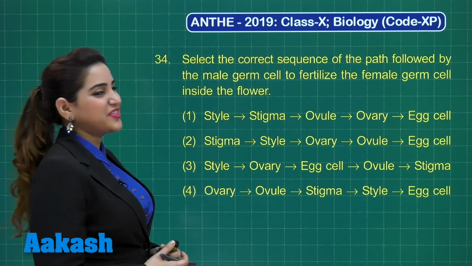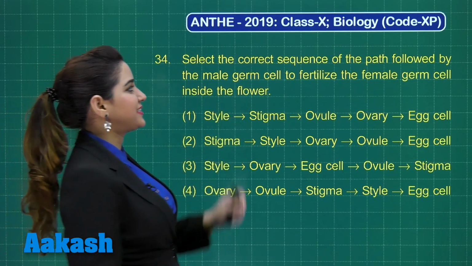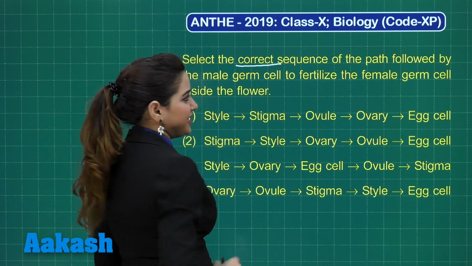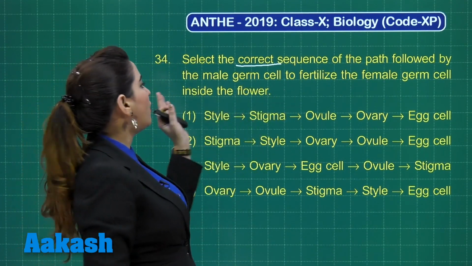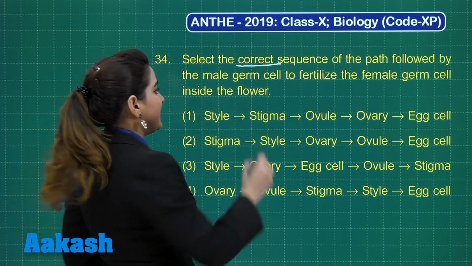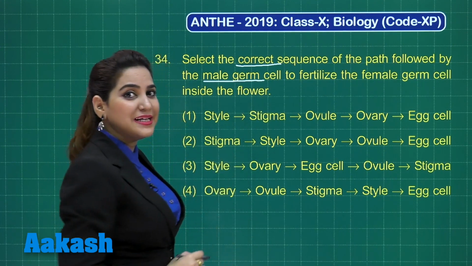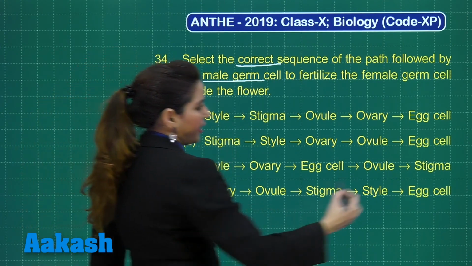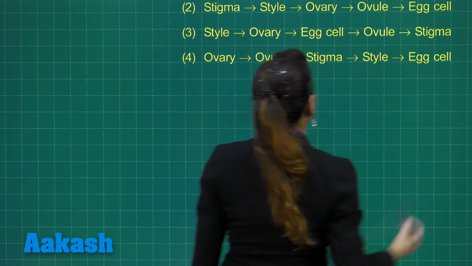Here we have question number 34, which says select the correct sequence. We have to see the correct sequence of path followed by male germ cell. Yes, male germ cell to fertilize female germ cell inside the flower. For this, let me quickly make one simple diagram.